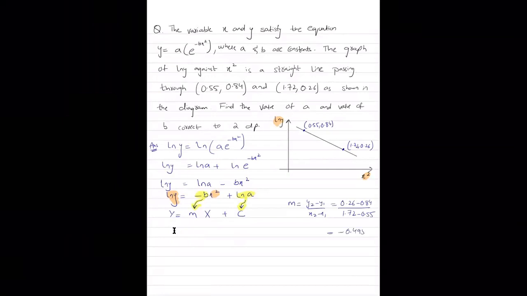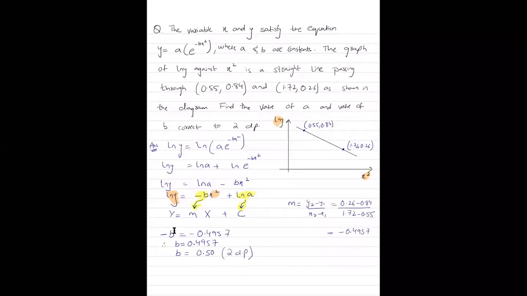Minus 0.4957. This is the gradient of the straight line. This is not the value of b. So negative b, which was the gradient, is equal to negative 0.4957. Therefore, b is going to be equal to positive 0.4957. This is going to be our value for b. And the question says give your answer to two decimal places. So 0.4957 is going to be rounded up to 0.5, or 0.50.